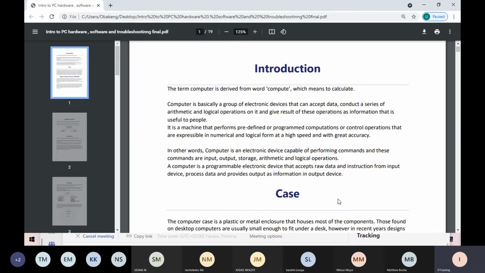So what is a computer, guys? The term computer is derived from a word compute, which means to calculate. So basically, we can say generally a computer is something that does calculation. But coming back to this term, they say a computer is basically a group of electronic devices that can accept data, conduct a series of arithmetic and logical operations on it, and give results of the operation as information that is useful to the people. So what they're basically saying is that a computer is an electronic device that takes information, calculates it, or does whatever it's supposed to do, and brings the output. So that will be the introduction of computer.